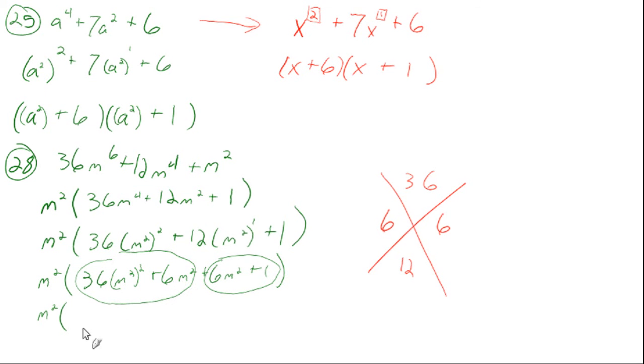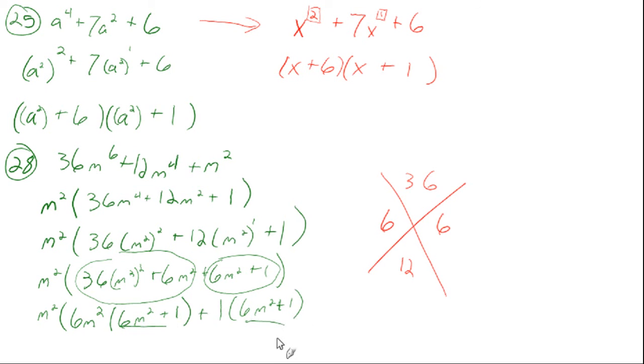This group has 6m squared in common. And if we factor out 6m squared from here, that's a single factor of m squared, so we have another factor of m squared left. So we have 6m squared plus 1. So 6m squared times 6m squared plus 1. Plus, there's nothing in common between these two, so we'll just make it 6m squared plus 1.